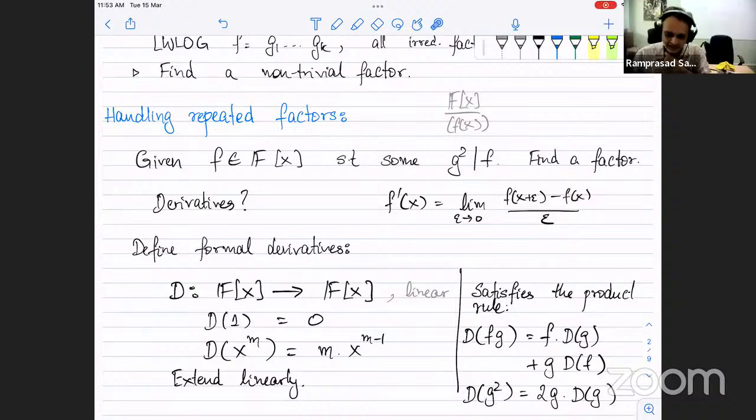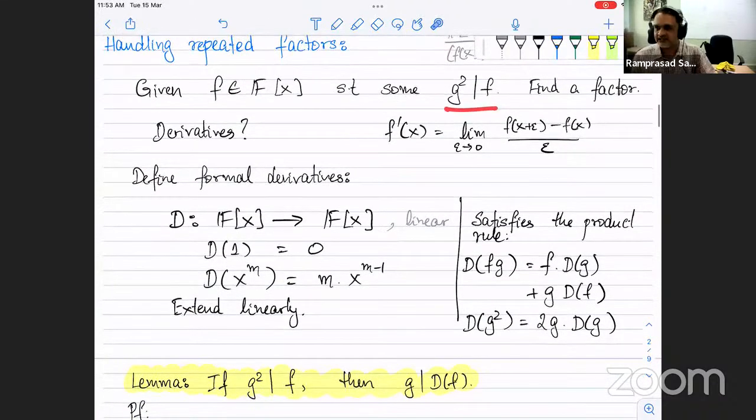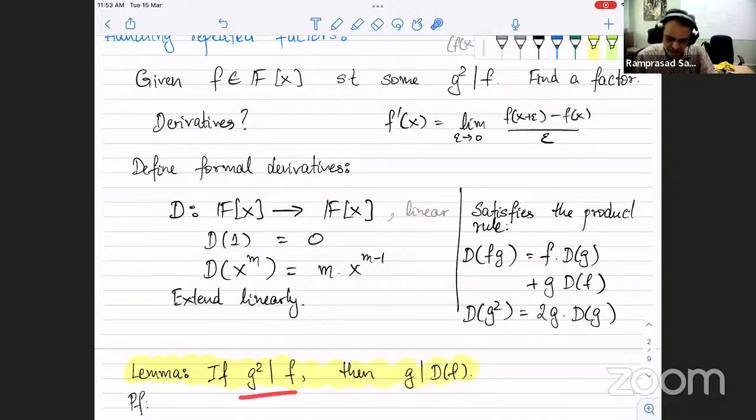That's right. Whenever there is a repeated factor, in some sense, if you have a root with large multiplicity, then that is also a root of the derivative. The analogous statement is if g squared divides f, then g should divide the derivative. In fact, something far stronger is true: if g cubed divides f, then g squared will divide the derivative. Similarly, if g power k divides f, then g power k minus 1 will definitely divide the derivative.